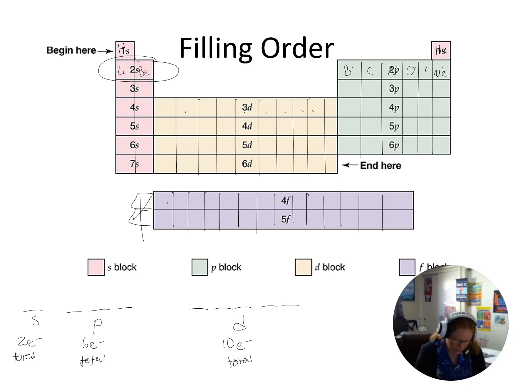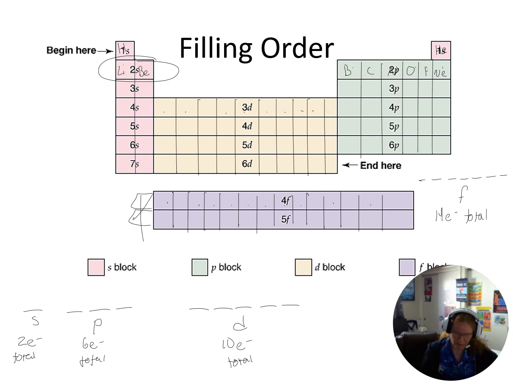You'll get 1, 2, 3, 4, 5, 6, 7, 8, 9, 10, 11, 12, 13, 14 across, because we have 1, 2, 3, 4, 5, 6, 7 f orbitals. Well, if I can fit 2 electrons in each orbital, what's 2 times 7? 14.